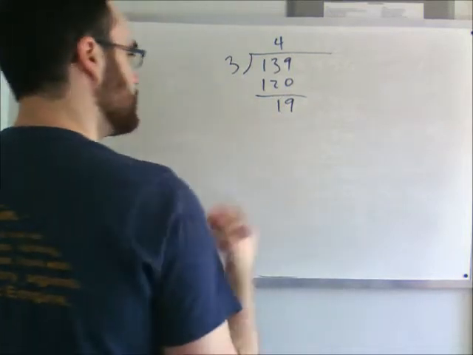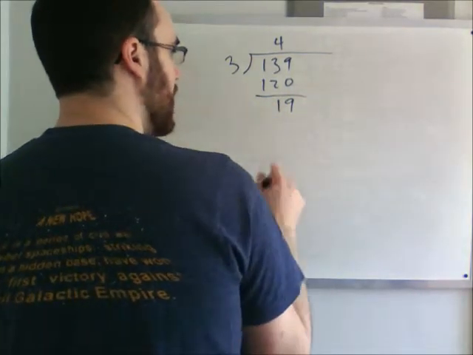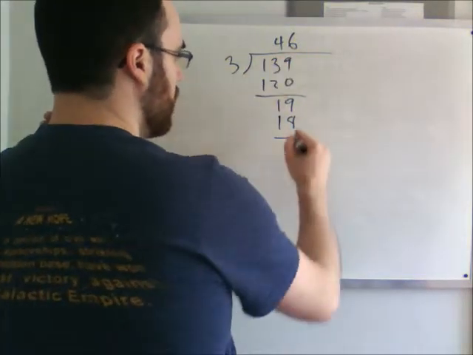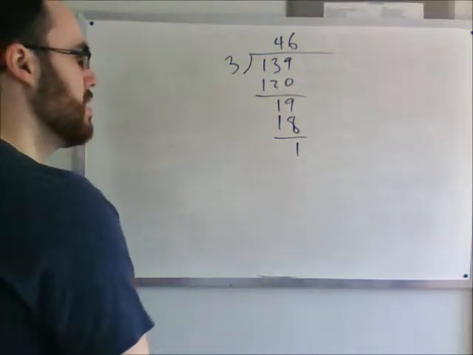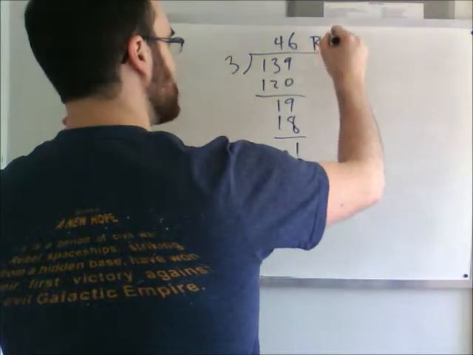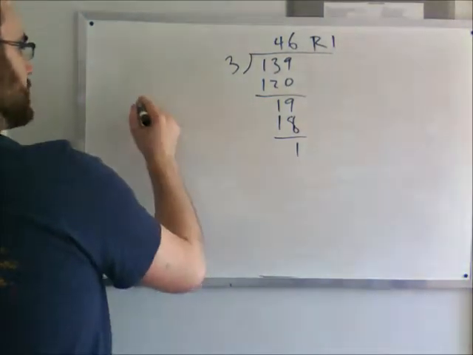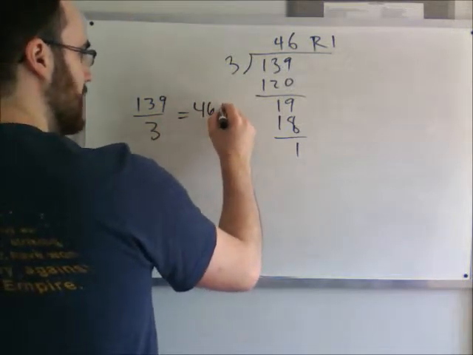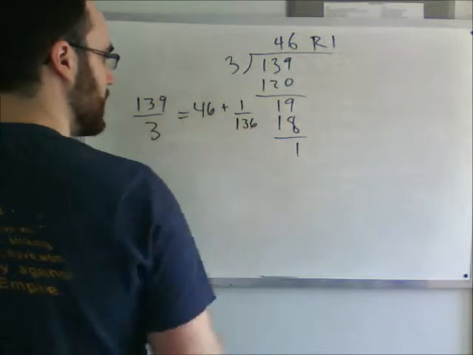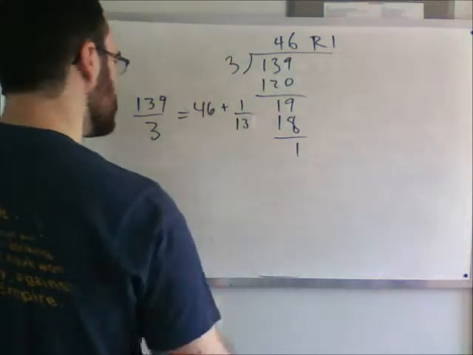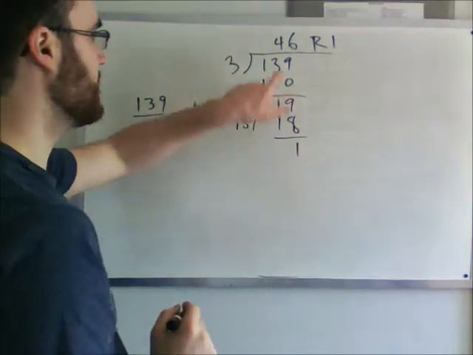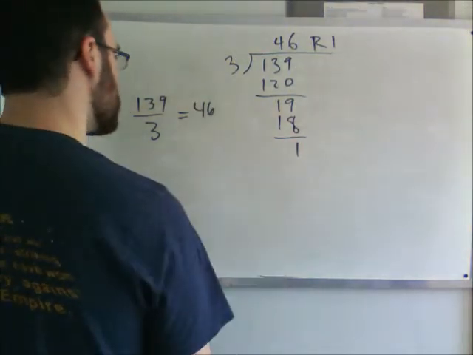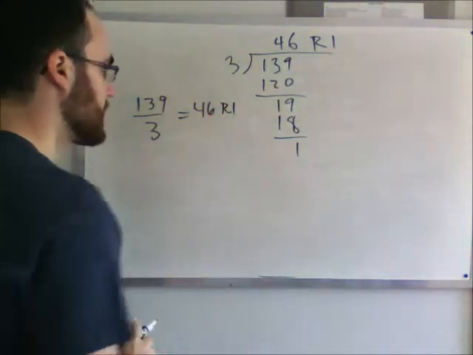How many times does 3 go into 1? It doesn't. How many times does 3 go into 19, though? It goes in 6 times. 6 times gives us 18, and we're left with 1. So what do we do? Well, we can continue and put decimal places and go up there. But for now, what we're going to say is this is 46 remainder 1. That means that 139 divided by 3 equals 46 plus 1 over 3. Whoops. Because there's 1 left out of 3 to be divided. So this is our remainder, or you can just say 46 remainder 1. So that's how you do long division.